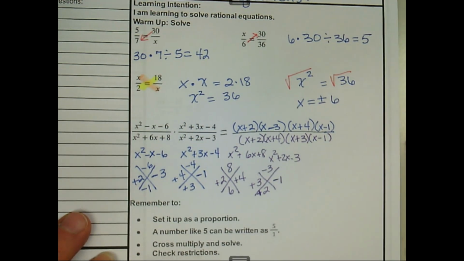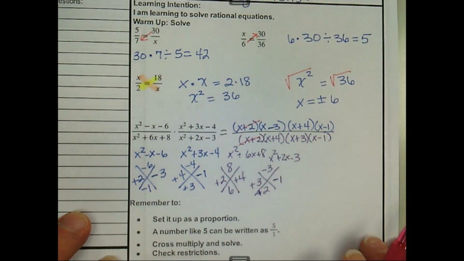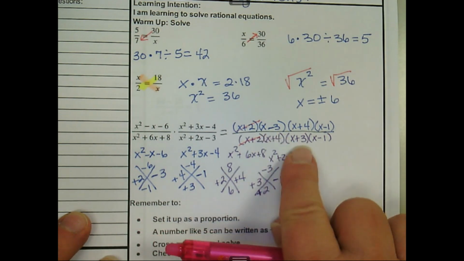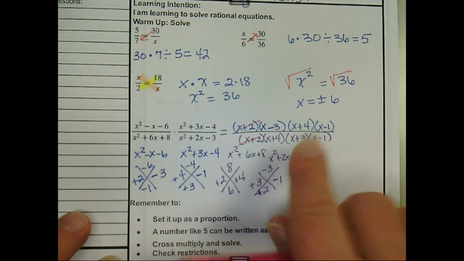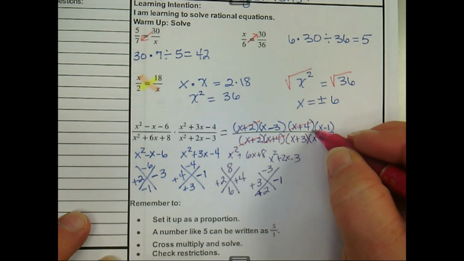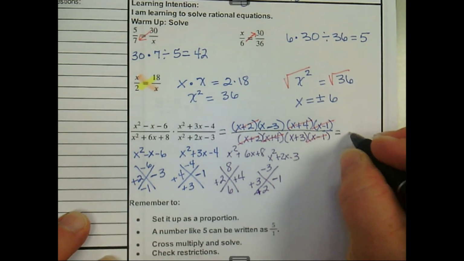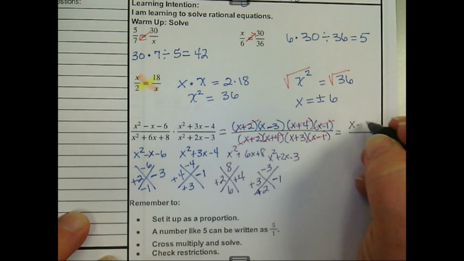Okay, so now we are going to eliminate. If we see the same number on top and bottom, any number divided by itself is 1, and we can eliminate. X plus 2 on top, x plus 2 on the bottom. X minus 3, that's x plus 3, that's not the same. X plus 4 on top, x plus 4 on the bottom. X minus 1 on top, x minus 1 on the bottom. We are left with x minus 3 over x plus 3.